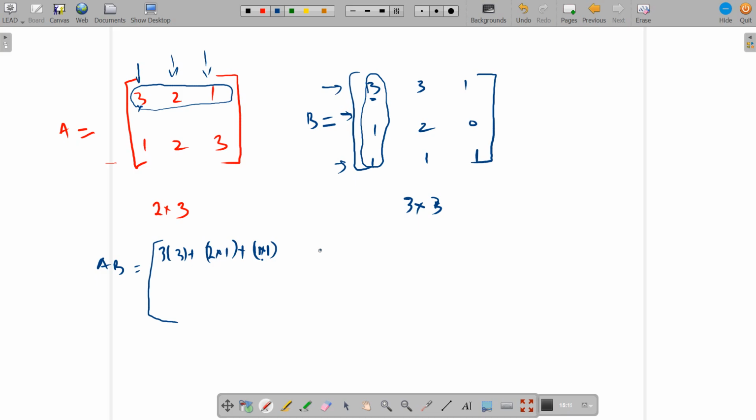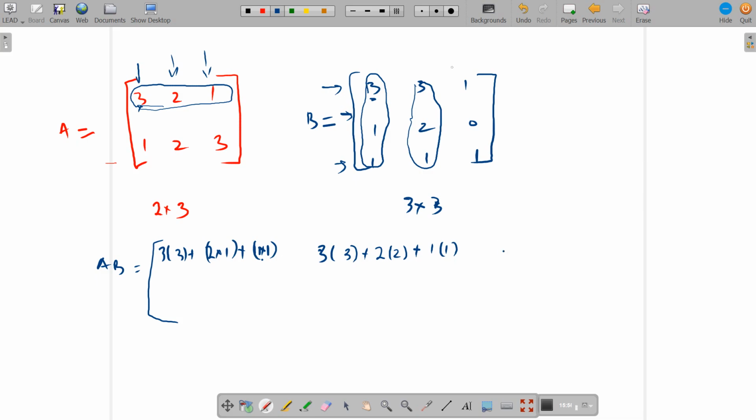All right. So would we have something here? Let's see. The item here will be in the first row and second column. So can we use this first row to multiply the second column? Yes, we can do that. So we can have 3 times 3 plus 2 times 2 plus, oh they're the same, 1 times 1. Okay, so that is done.